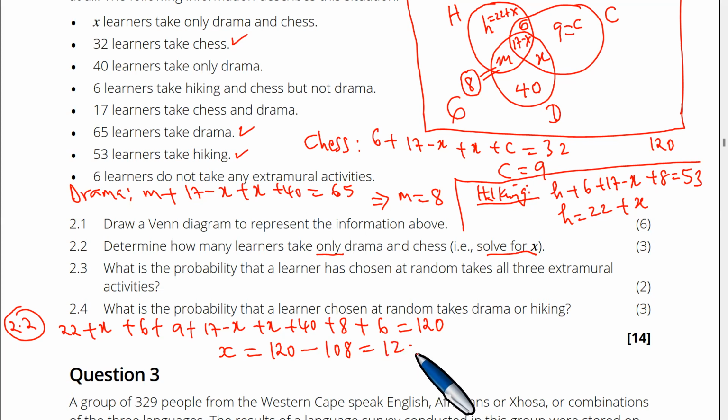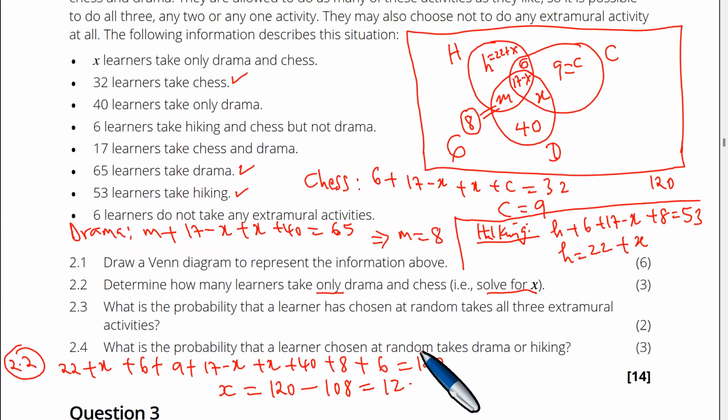So which means it's 12. Therefore, for those learners, we solve for x. We determine how many learners take only drama and chess. We solve for x. Okay, so x is 12. Okay, so we solved for x.